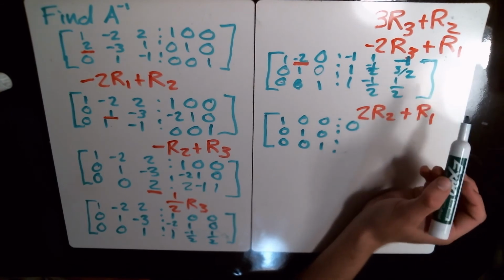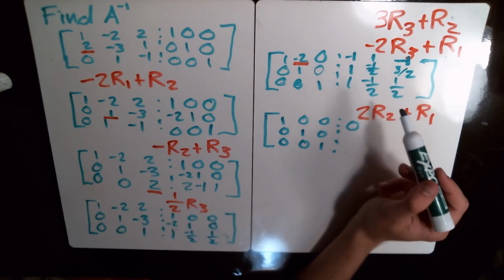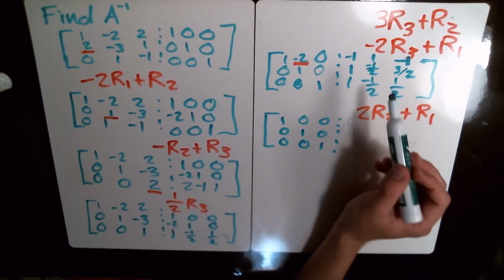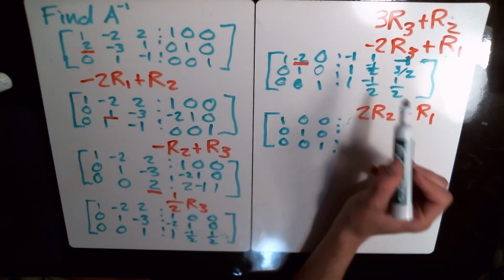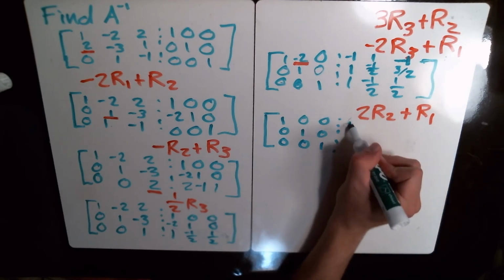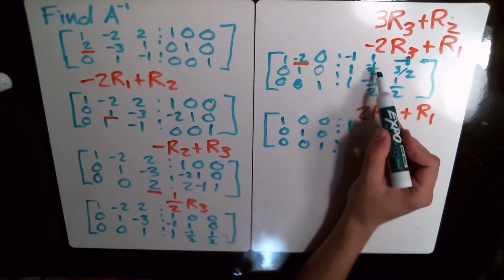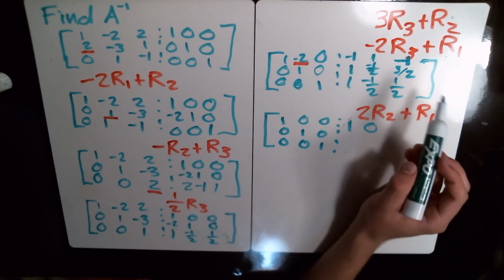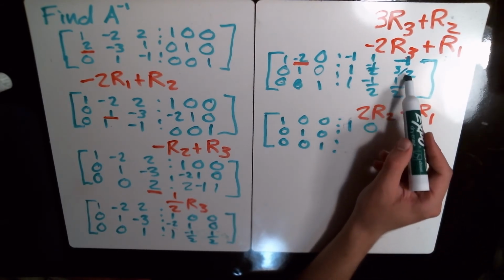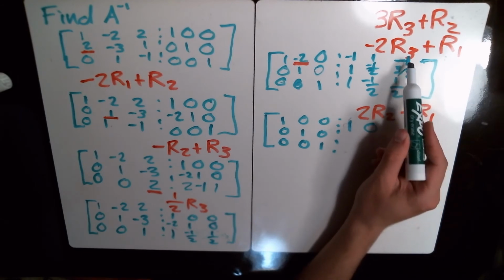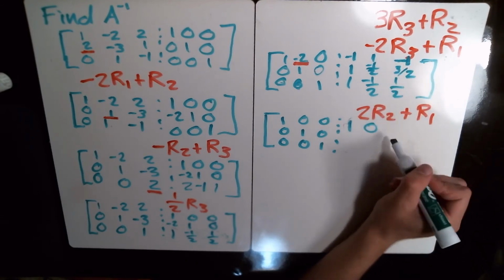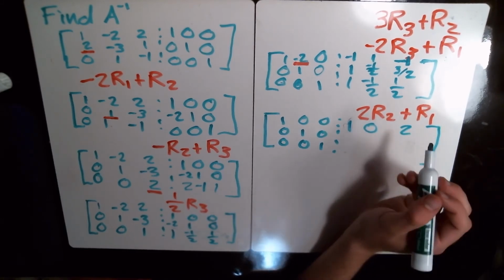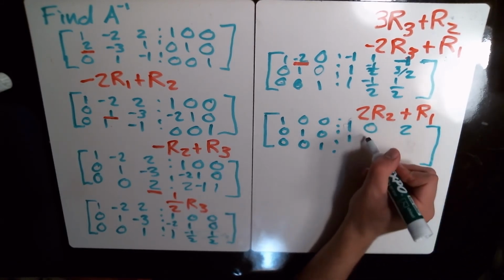2 times, that's the wrong place. 2 times 1 is 2, plus -1 is 1. And then 2 times the -1/2 is -1 plus 1 is 0. 2 times 3/2 is 3, and then plus -1 is 2. And then the rest just stays the same.